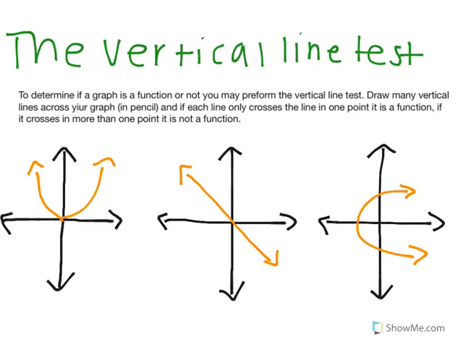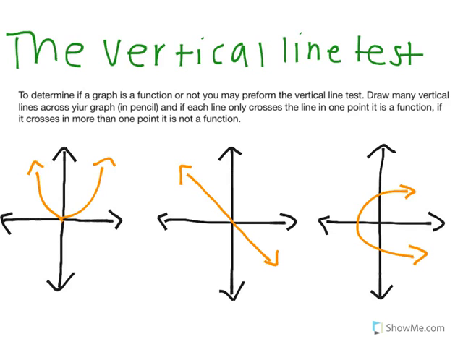Now, when you are given a graph and you're asked if it's a function, you can use the vertical line test. The vertical line test helps us determine if a graph is a function. How this works is that you'll get your pencil and you'll lightly draw vertical lines across the graph. If the graph crosses in only one point per line, it's a function. If it crosses more than one point, it's not a function.